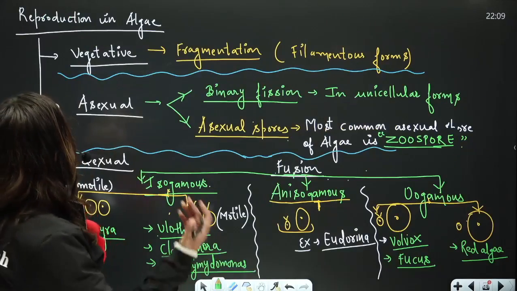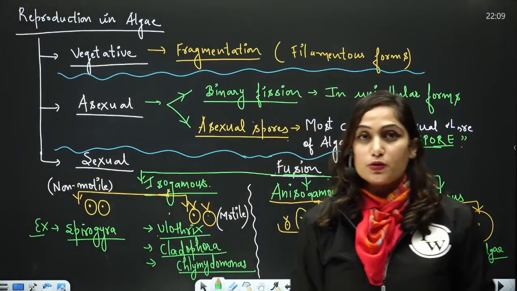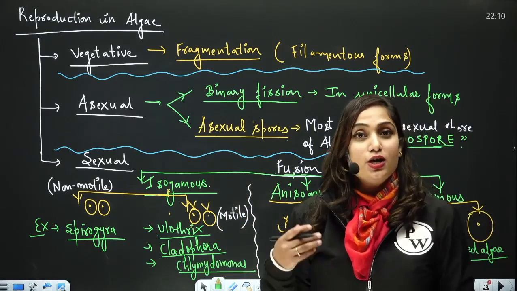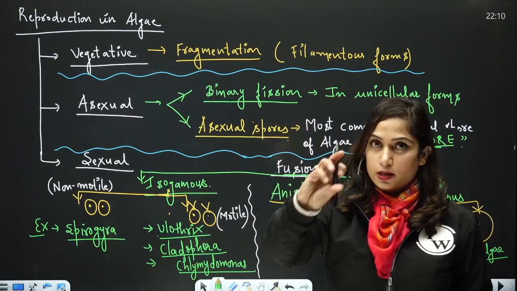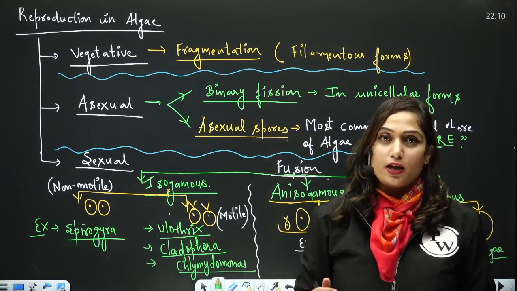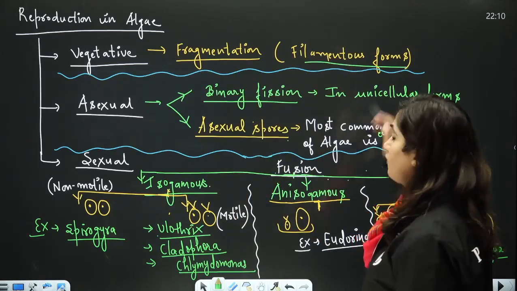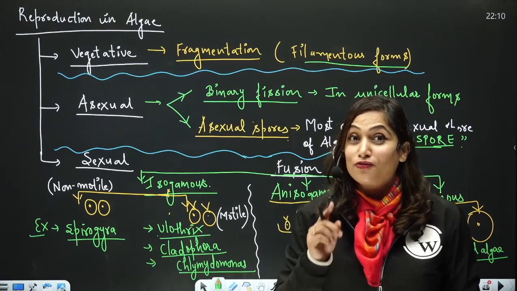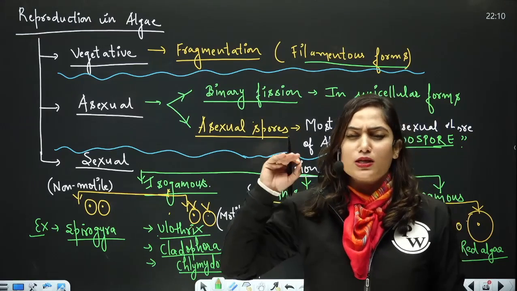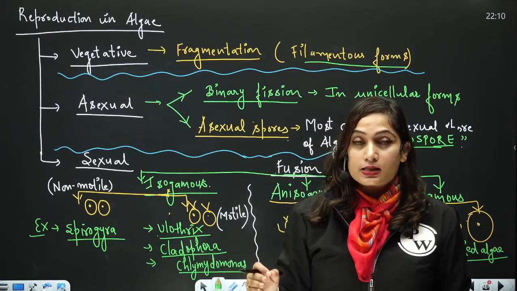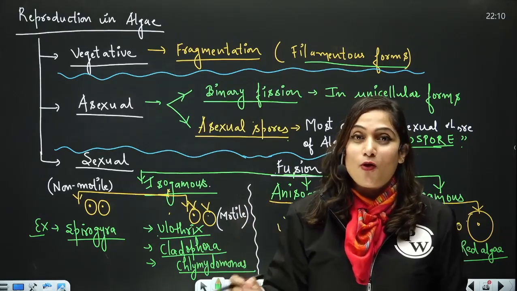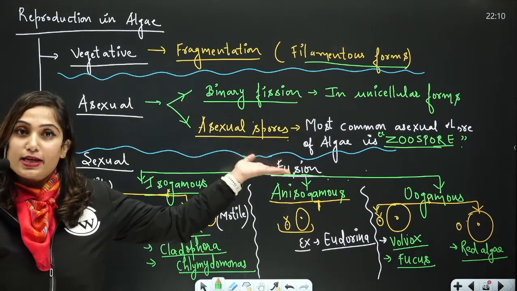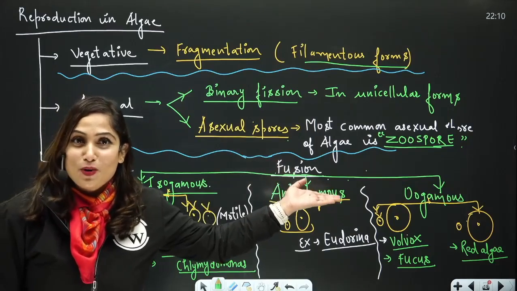Now let's go to the reproduction in algae. Algae can reproduce asexually, vegetatively, and sexually. Vegetative reproduction in algae is seen by fragmentation, where some part of the parent filament separates and gives rise to the new filament. Fragmentation is most commonly seen in filamentous forms like Ulothrix, Spirogyra, Cladophora, right? Then asexual reproduction occurs with the help of asexual spores. And the most important question from this part asks: which is the most common asexual spore formed in algae? That is zoospore. This is a very important statement. Most common asexual spore of algae is zoospore, right?